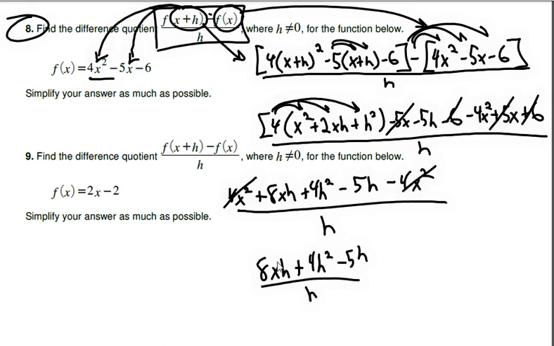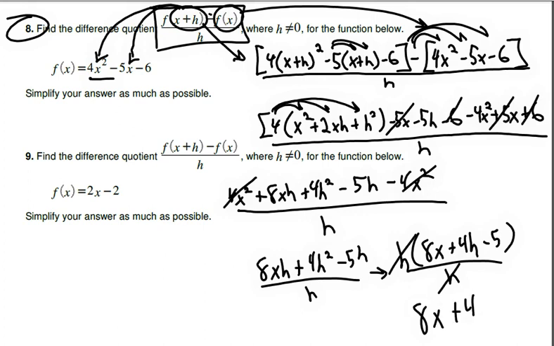I notice that in each one of those terms in the numerator there's an h, so I'll factor them out. There's an h, 8x plus 4h minus 5 all over h. H over h reduces to 1. Final answer, 8x plus 4h minus 5. There we are, the difference quotient of this quadratic trinomial in simplest form.